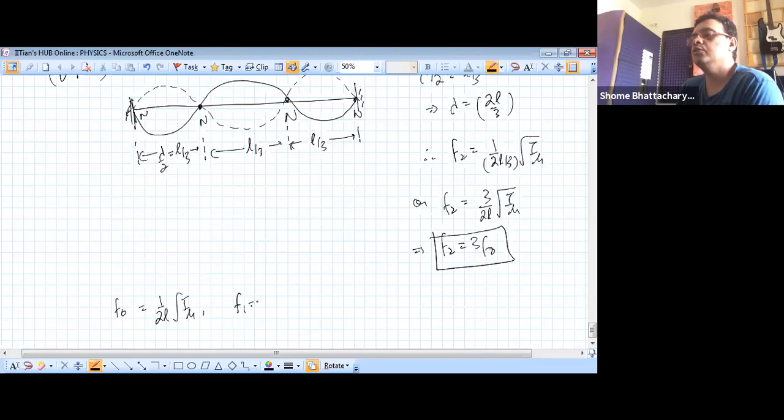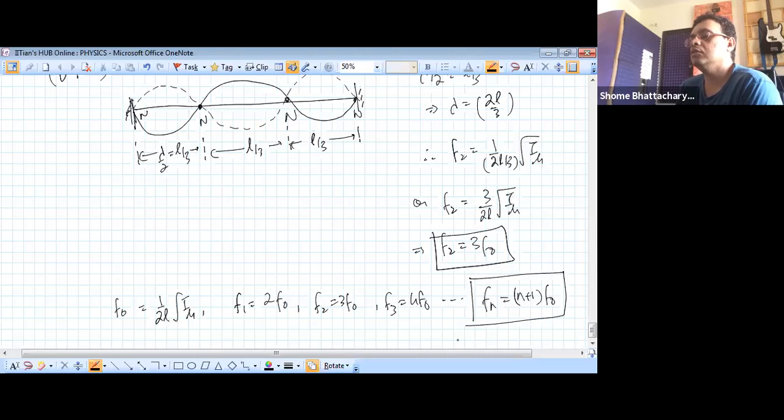The first overtone becomes 2 times F0. The second overtone becomes 3 times F0. The third overtone becomes 4 times F0. And like that, what we call the nth overtone becomes n plus 1 times F0. So this becomes the formula of the series of harmonics.